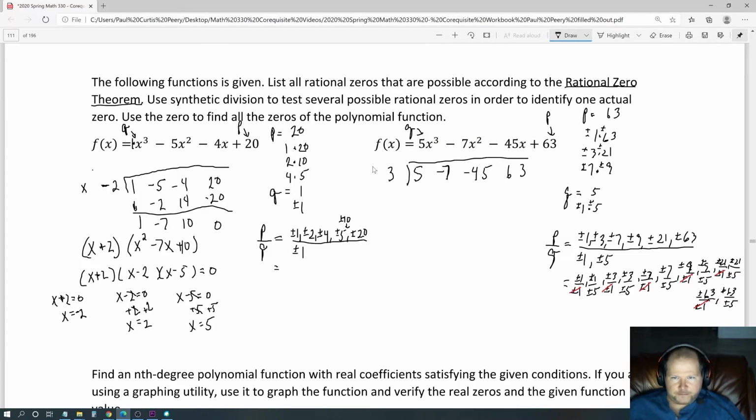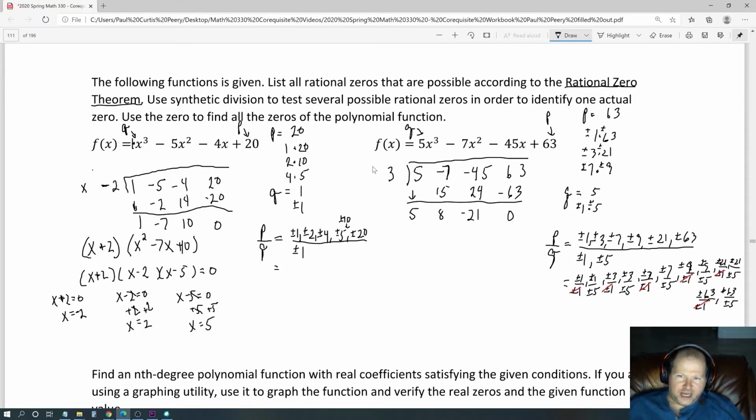Okay, so let's do 3. So we're going to bring 1 down, which is a 5. Then we say 3 times 5 is 15. We say 15 plus negative 7, or negative 7 plus 15, which would give me a positive 8. We say 3 times 8 is 24. 24 plus negative 45 is a negative 21. 3 times negative 21 is negative 63, which leaves you a 0 there.